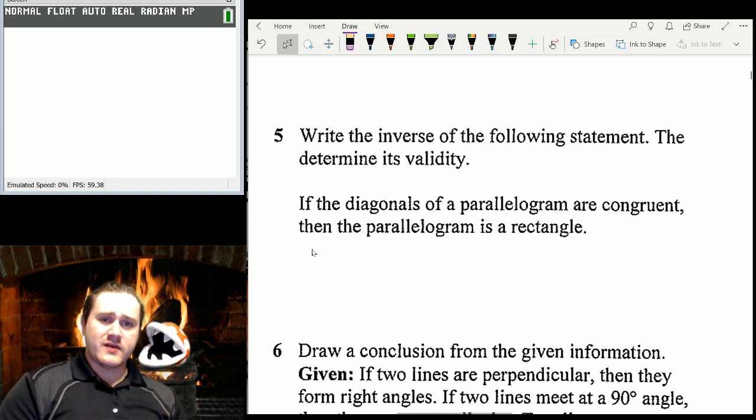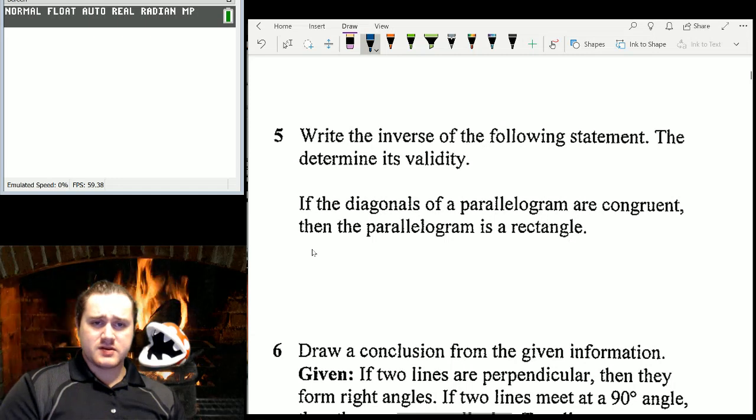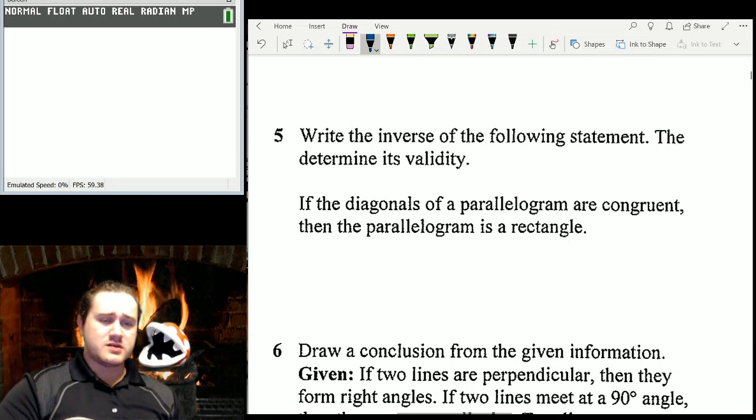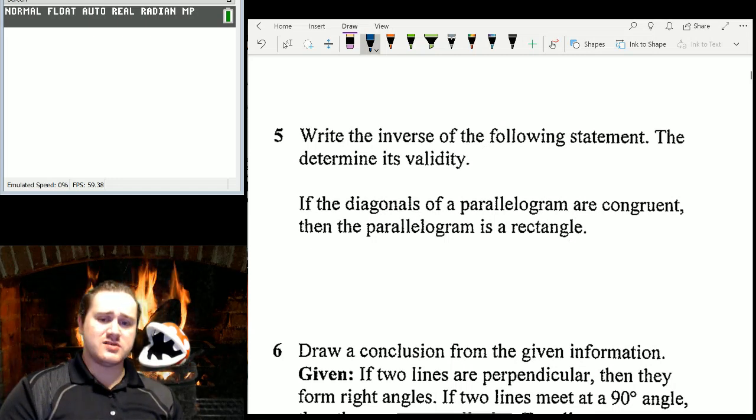Alright, so number 5, it wants you to write the inverse of the following statement and then determine if it's true or false. So we need to first figure out what the inverse would be. There are 4 different ways, technically 5 if you want to talk about it. The original way is the conditional. So again, the conditional is the original way.